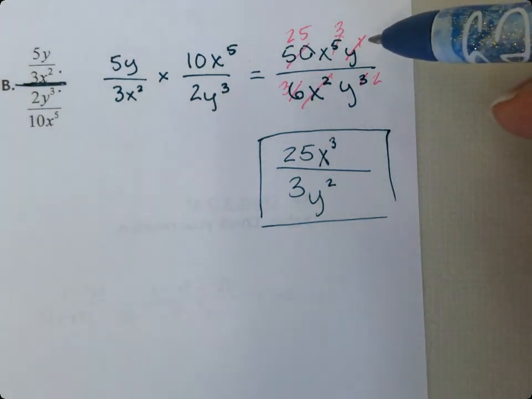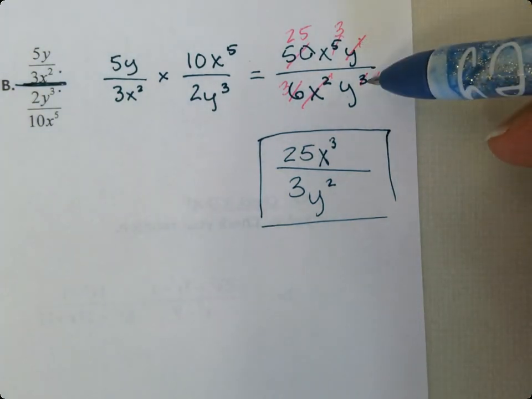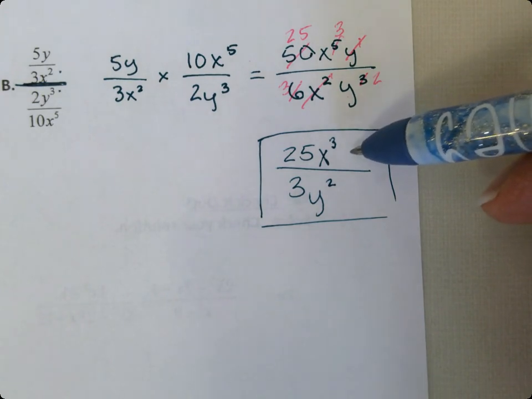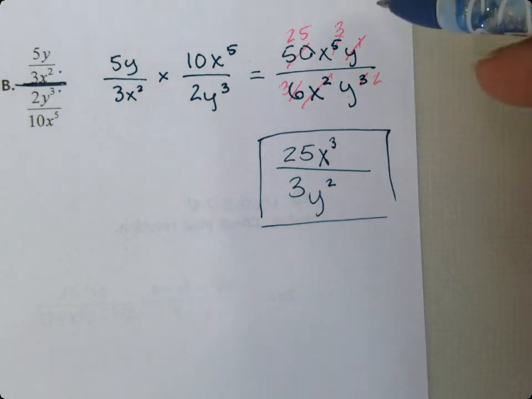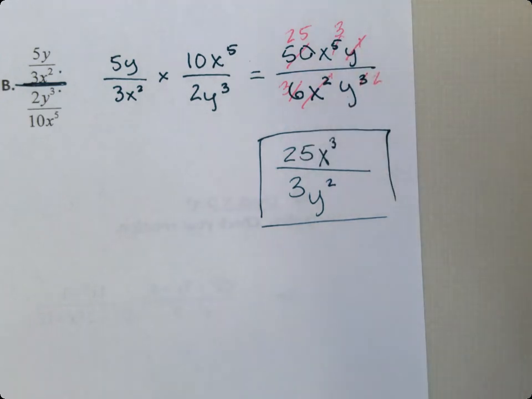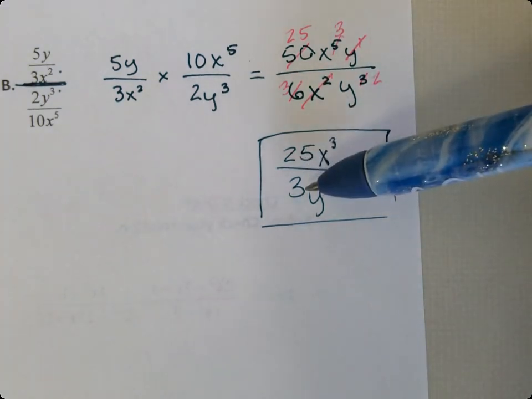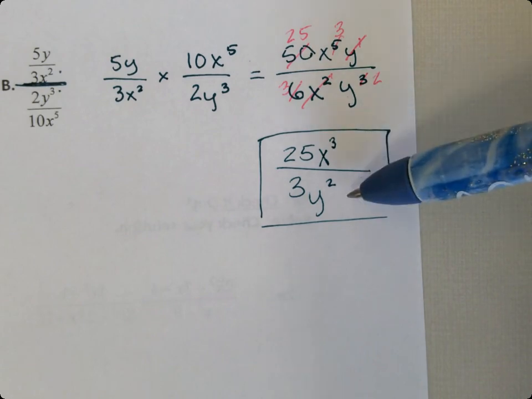If you were using the rule of subtracting, you'd have 1 minus 3, and you would have gotten y to the negative second, and then you have to move it. That's why I like to just cancel. Okay, how do I know I'm done? My numbers don't reduce, and my variables only show up in one place each.